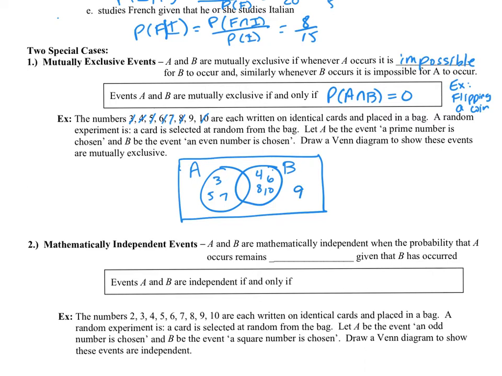Okay, now what we were trying to show, that the probability of A and B happening at the same time, that those two events are mutually exclusive. Well, if you look at our Venn diagram, the intersection is empty, okay? So the probability of A and B happening at the same time is equal to 0.